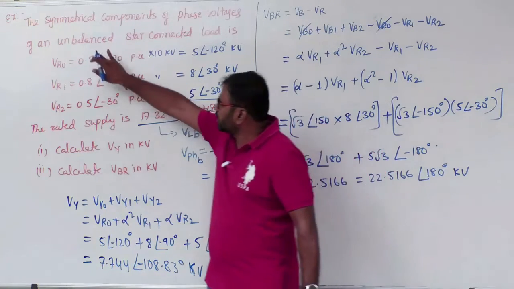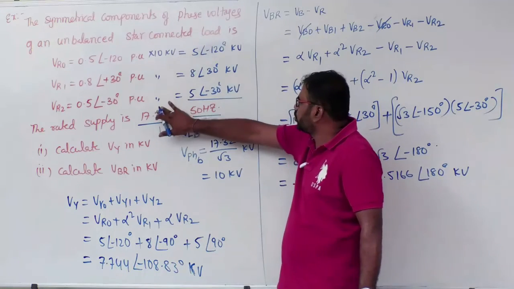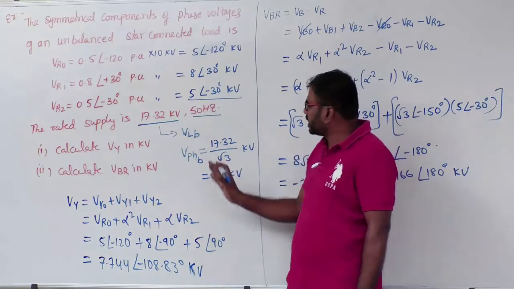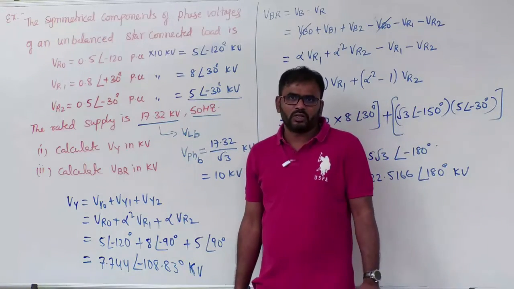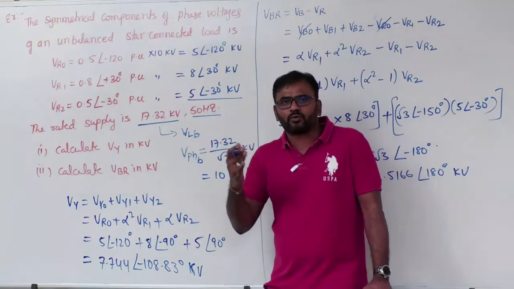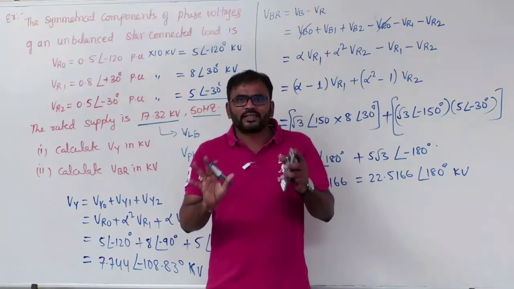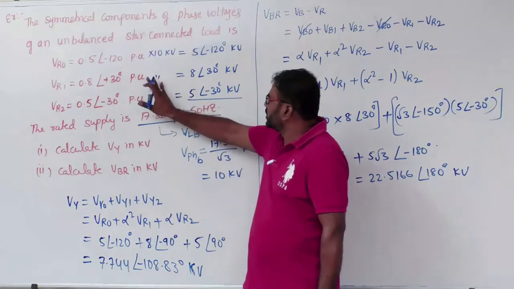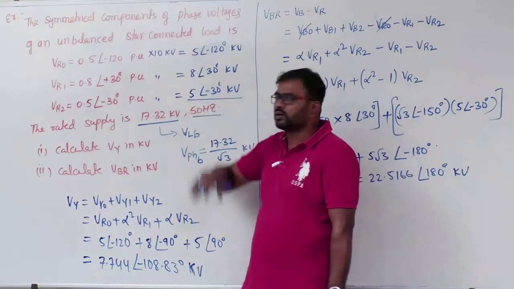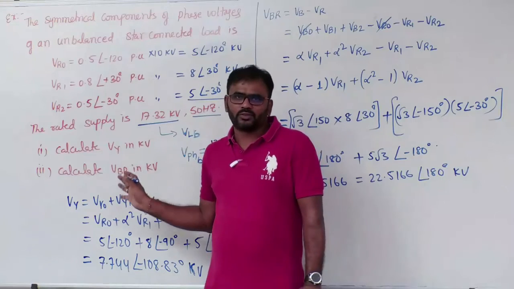VR0, VR1, VR2 are phase values. Directly I multiplied with the phase voltage base, so I landed with the actual values, so that you can comfortably apply the relations. But if you proceed with everything in per unit, definitely you will get confused whether you have to finally multiply with the line voltage base or the phase voltage base. To avoid that confusion, you must convert the values into actual by multiplying with the corresponding base voltage. For any given problem, you have to proceed like this.